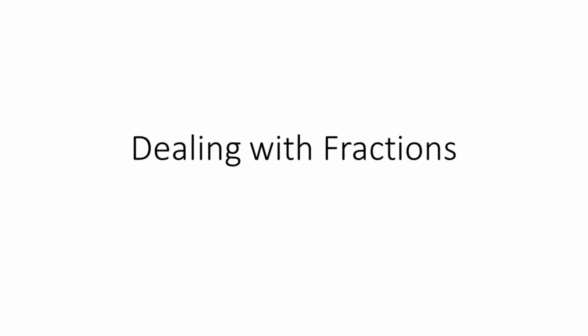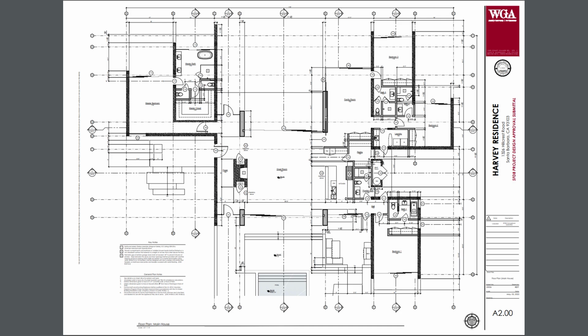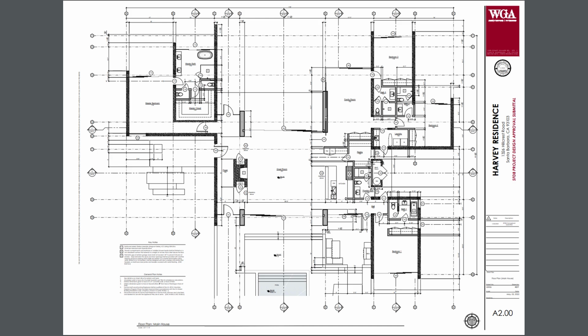Dealing with fractions. We use decimals in a quantity takeoff in lieu of fractions for speed, precision, and ease of use with a calculator. We convert dimensions on drawings to their decimal equivalents. For example, 24 feet 6 inches should be converted to 24.5. Calculations. We record the total linear feet of walls in each category.